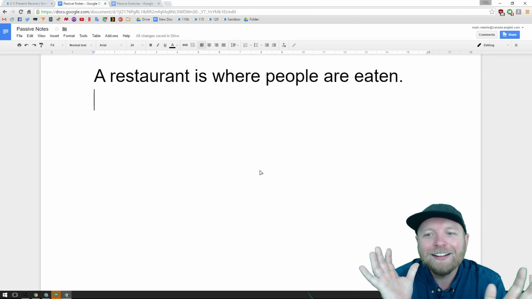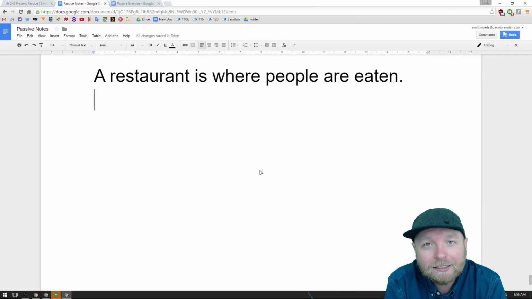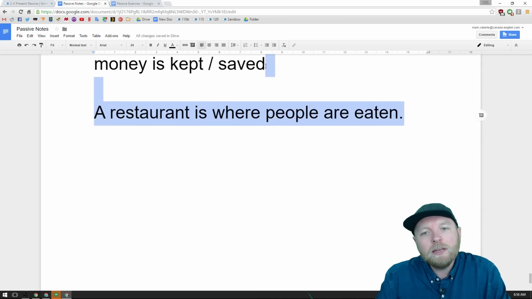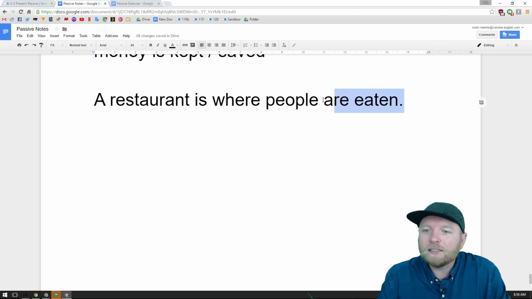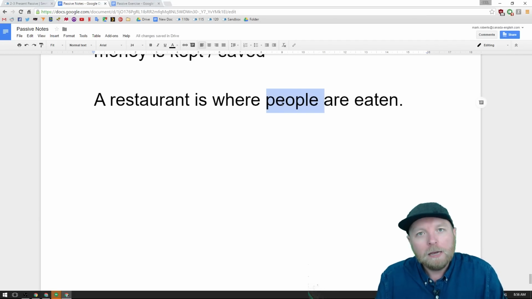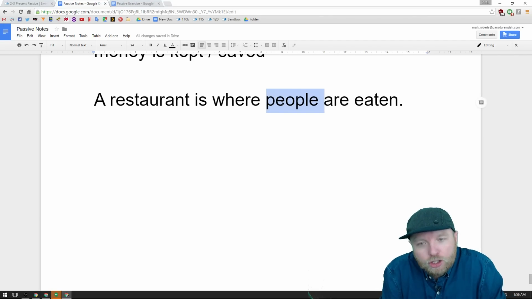Now, it's okay to make mistakes. You're not stupid. Many students maybe don't understand why this is a mistake. What does this mean? Well, passive means this is the receiver of the action. So this means somebody eats people. People is not the receiver. People is the doer. People do the action.